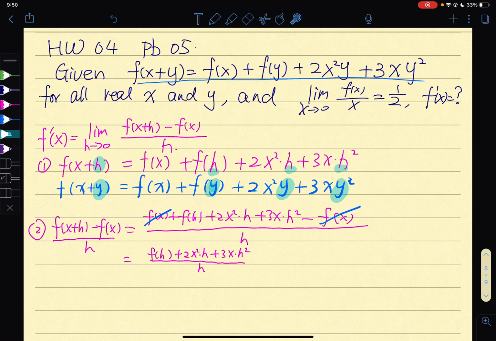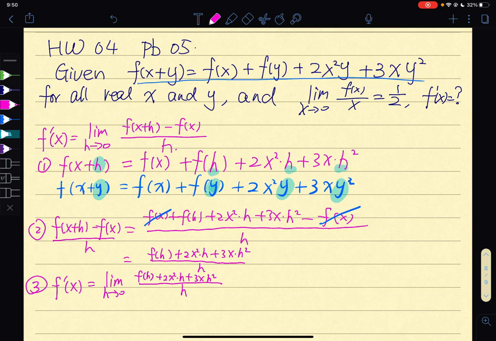To find the limit, my numerator ends up with f of h plus 0, so it's 0 divided by 0, and the whole thing is not very intuitive. However, if you go back, you notice that I gave you something extra. I tell you what f of x over x is as x goes to 0. So let's rewrite what we have here and try to observe. The limit as h approaches 0 of f of h plus 2x squared h plus 3x h squared over h.